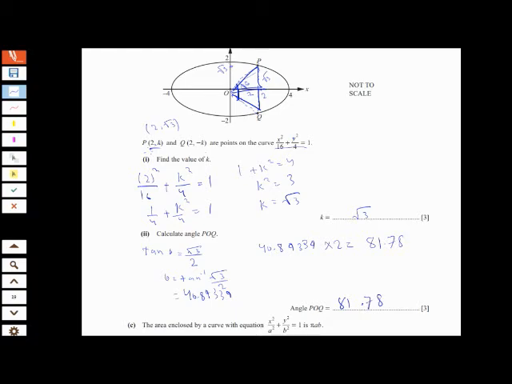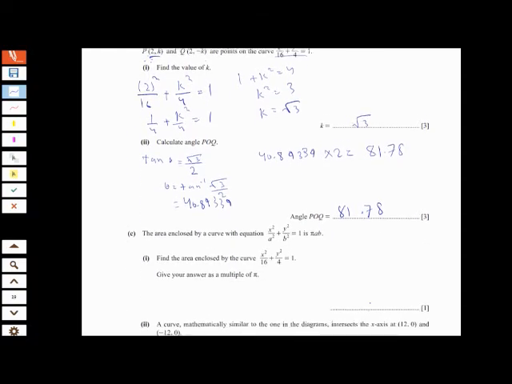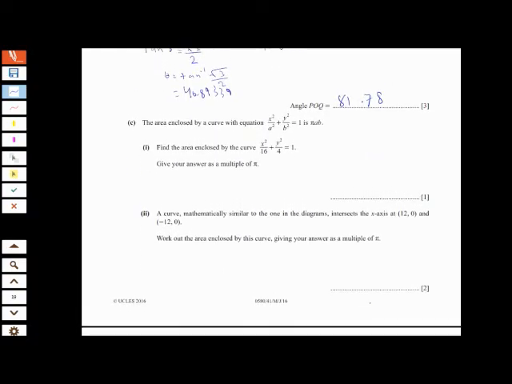And so the last question, is it? Yes, it is the last question. C. The area enclosed by the curve with the equation x squared over a squared plus y squared over b squared equals 1 is pi ab. Find the area enclosed by the curve, which is blah blah blah. Give your answer as a multiple of pi.